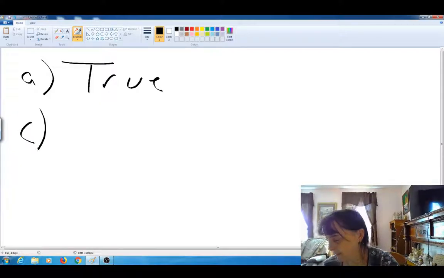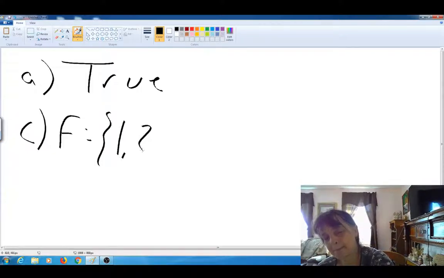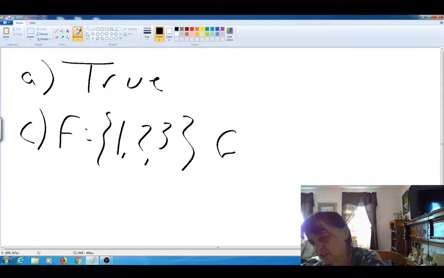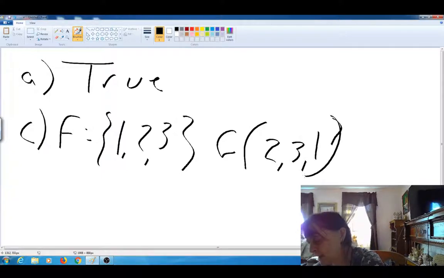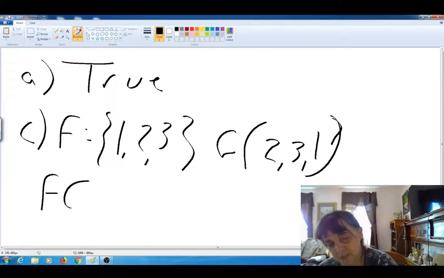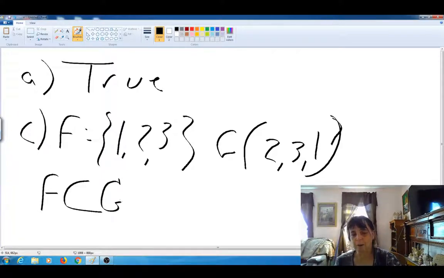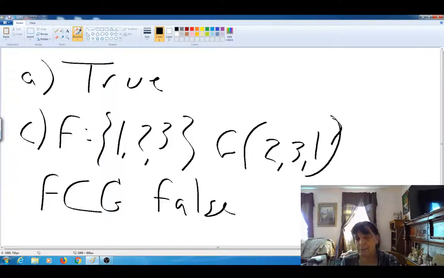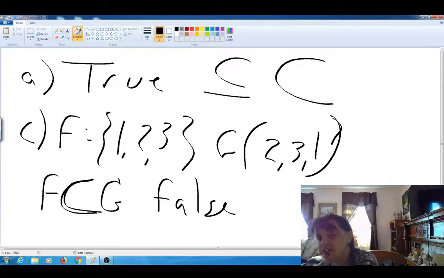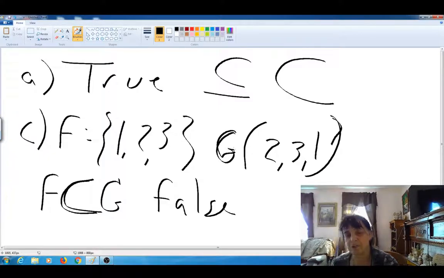Number C. F equals 1, 2, 3. G is 3, 2, 3, 1. Then F, this is a symbol for proper subset. F is a proper subset of G. That is false. Okay, it's a subset, but not a proper subset. This symbol right here means proper subset, and if it's this symbol, that's a subset. It can't contain all the original elements in the set if it's a proper subset.